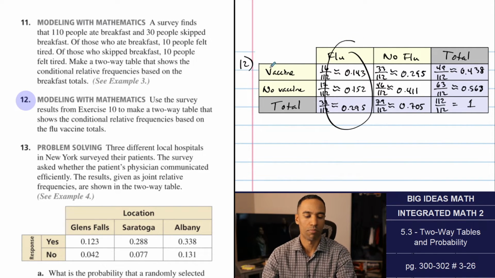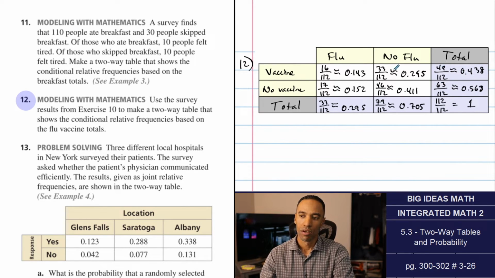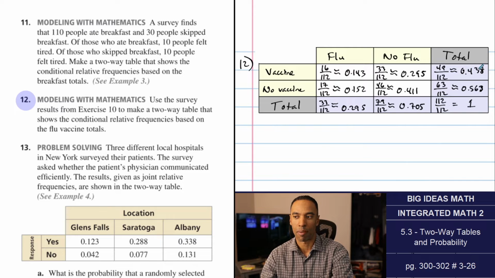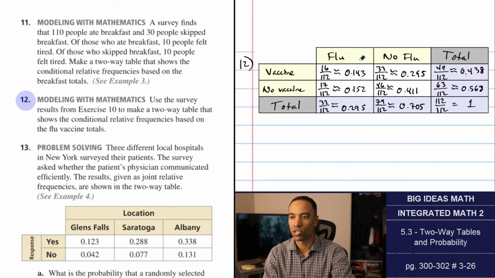So based on vaccine totals here and here, the totals are 49 and 63. You see, 33 divided by 49 is the same thing as, although it's rounded, 0.295 divided by 0.438. Would you rather do 33 divided by 49 or 0.295 divided by 0.438? Yeah, that's what I thought. So I'm going to finesse this a little bit.